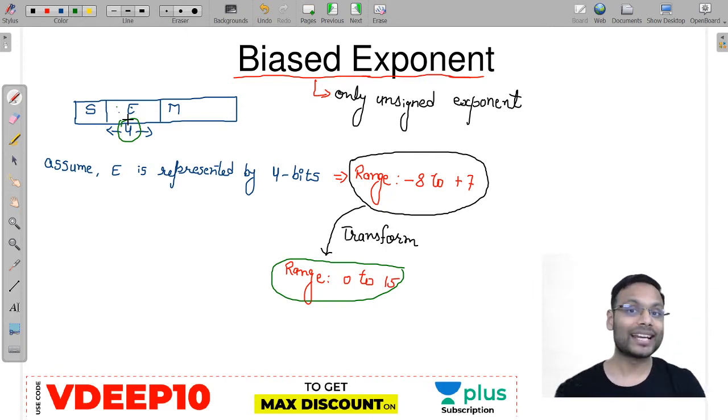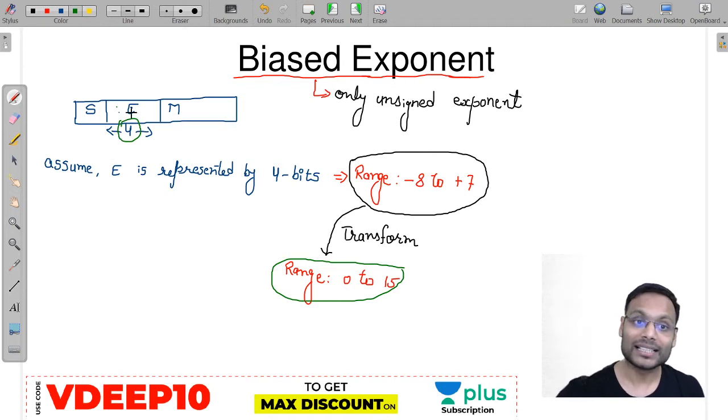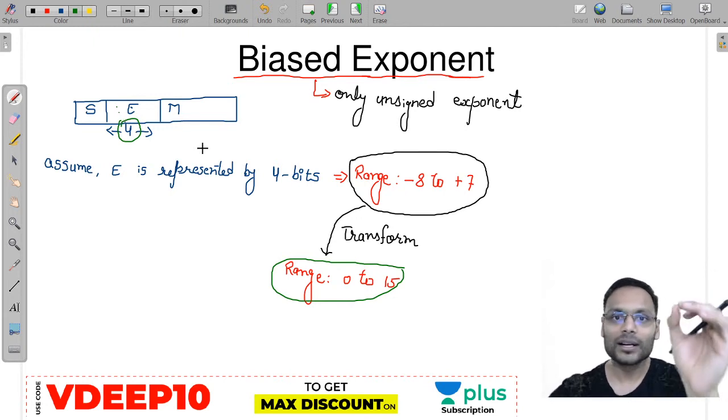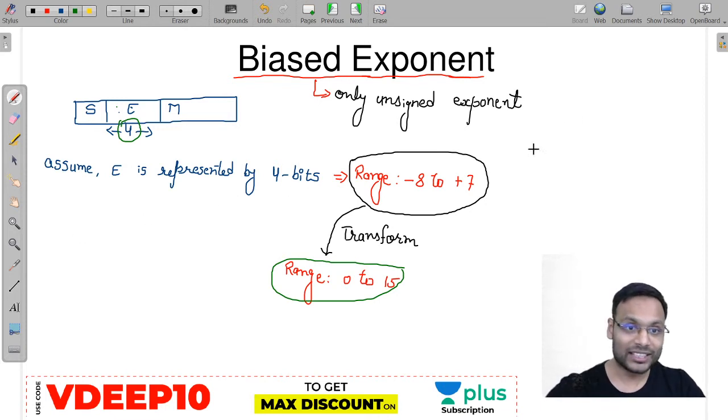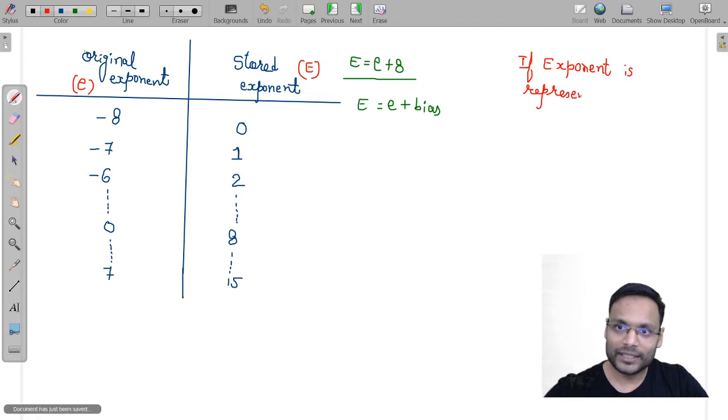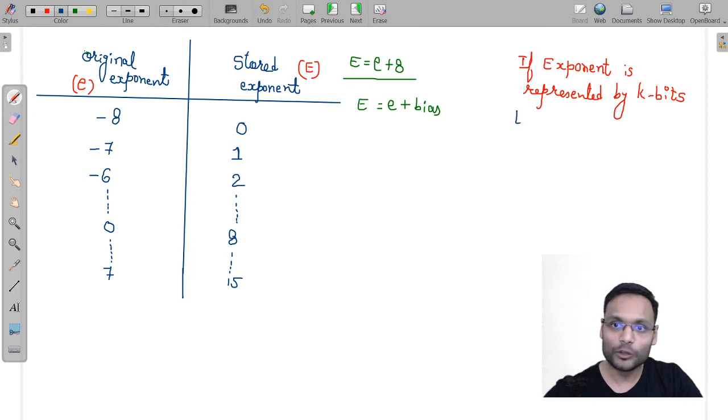How did I do it? How could I get 16 by 5 bits, or how can I get 8 with 4 bits? It's a very simple thing, 2 power 4 minus 1 or 2 power 5 minus 1. So I am writing here a very simple statement that you need to remember. If the exponent is represented by k bits, then what will be the value of bias? Can you tell me what the bias value is? Bias will be equal to 2 power k minus 1.